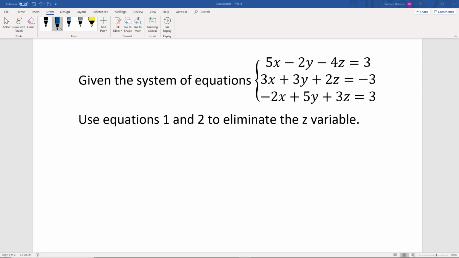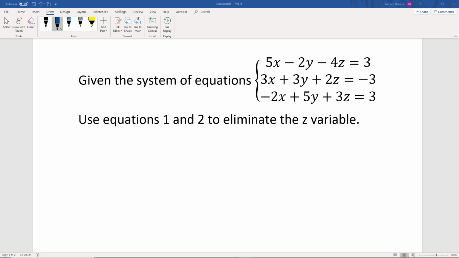Now, what I'm going to first do is, let's pretend we only have the first two equations, and what we want to do is eliminate the z variable using the method of elimination by addition. Now remember, the method of elimination by addition is that you take one or maybe both of the equations and multiply them by non-zero constants so that when you add the two equations together, one of the variables is eliminated.